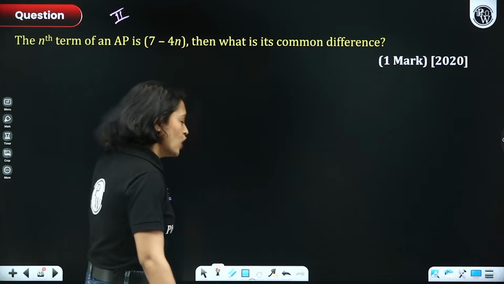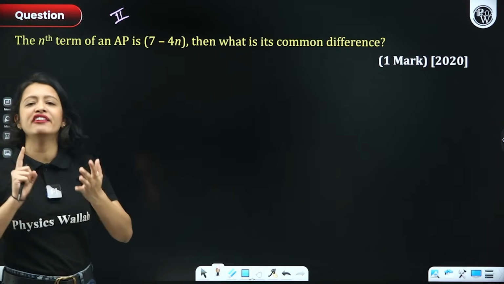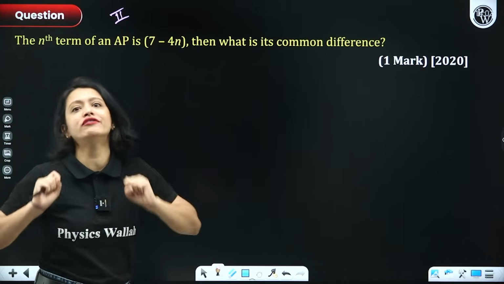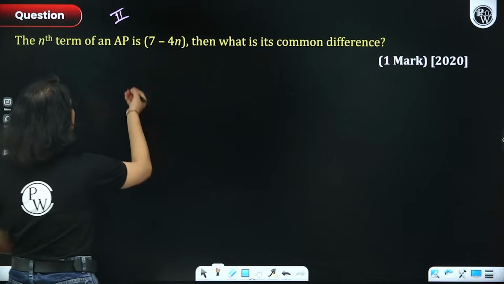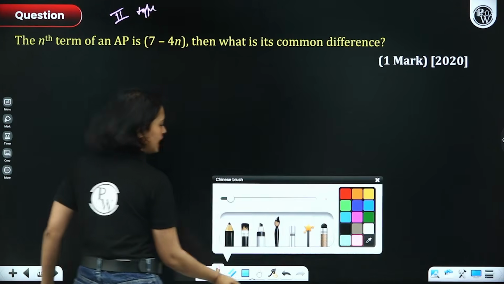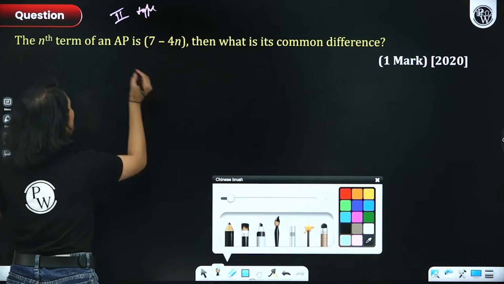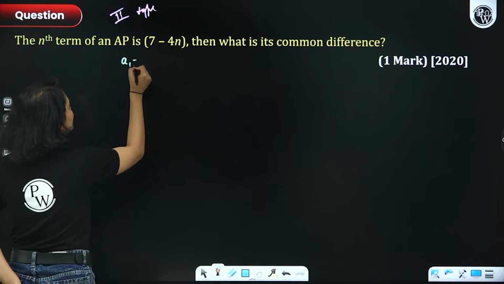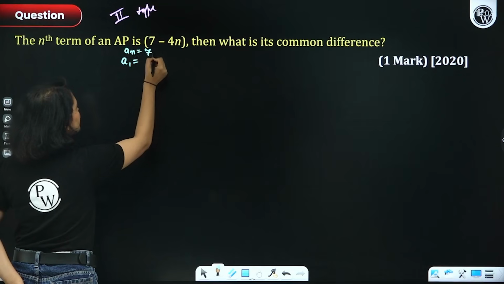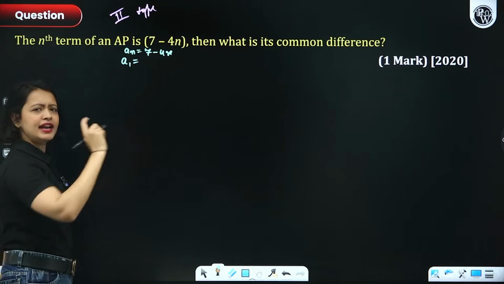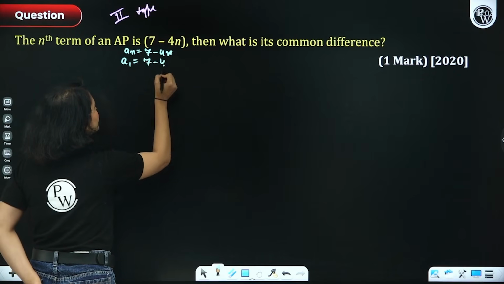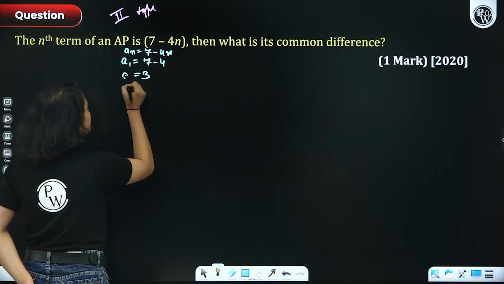Okay? Chalo. I know to figure out common difference, I need 2 terms. Right? I need 2 consecutive terms at that. So what I'll do is, I will first figure out A1 and then I'll figure out A2. Okay? Chaliye ji. So what would be A1, everyone? All you need to do is, in the nth term's expression, which is 7 minus 4n, in place of n, I just need to put 1. That's it. Okay? So 7 minus 4, everyone, I get 3. Okay, so A1 comes out to be 3.